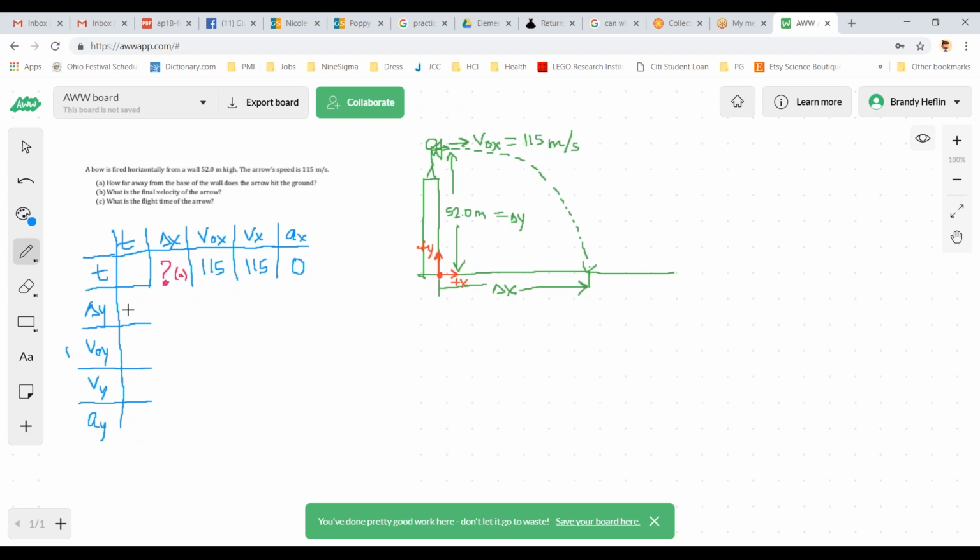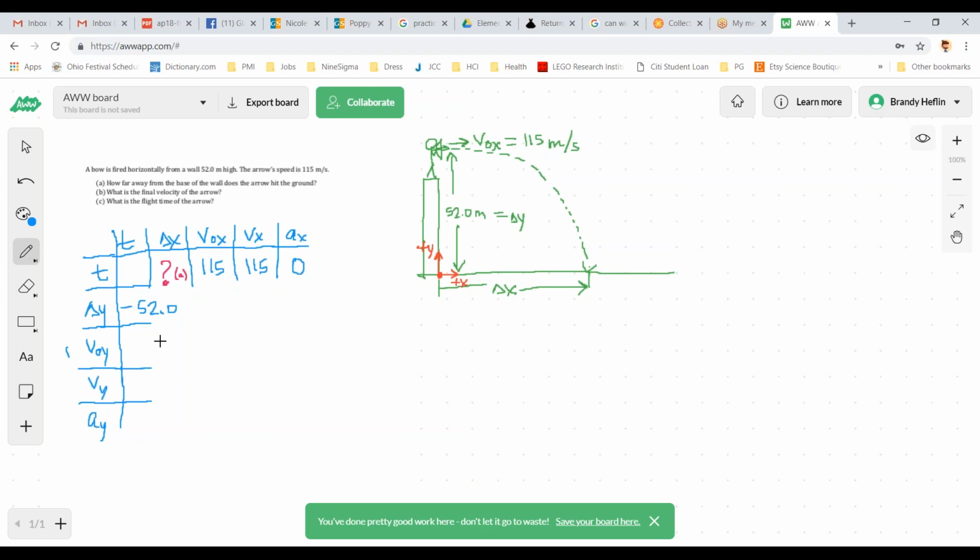I mentioned a while ago, we're going to say the vertical change in position is negative because the arrow started 52 meters higher than it ended. So its final vertical position is 0 and its initial was 52. And we always know that a change is final minus initial. So 0 minus 52 gives us negative 52 meters. It dropped 52 meters.